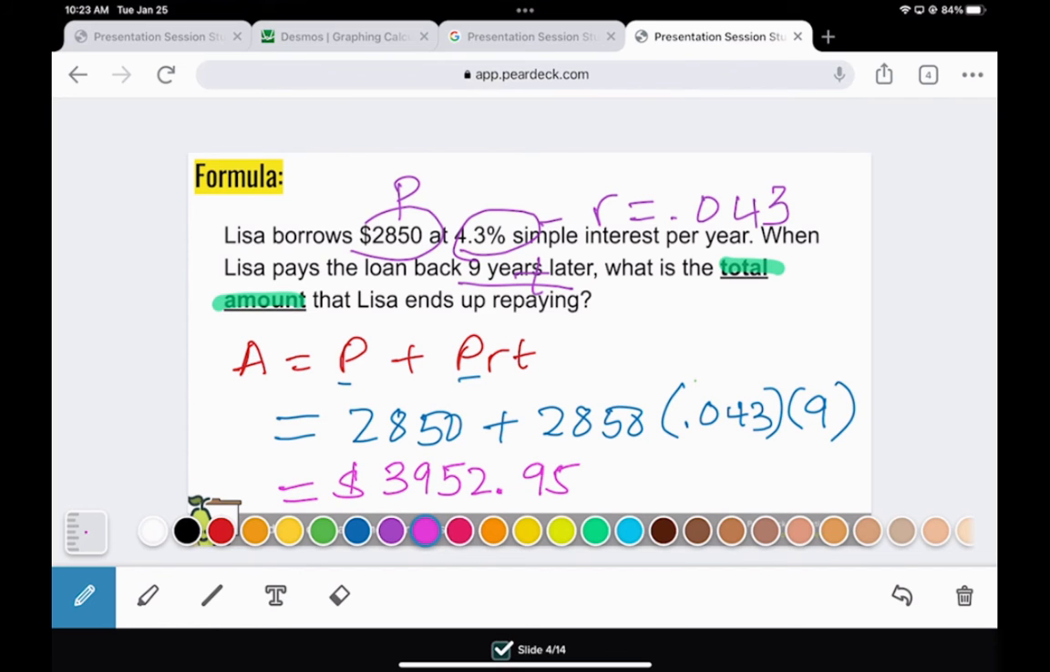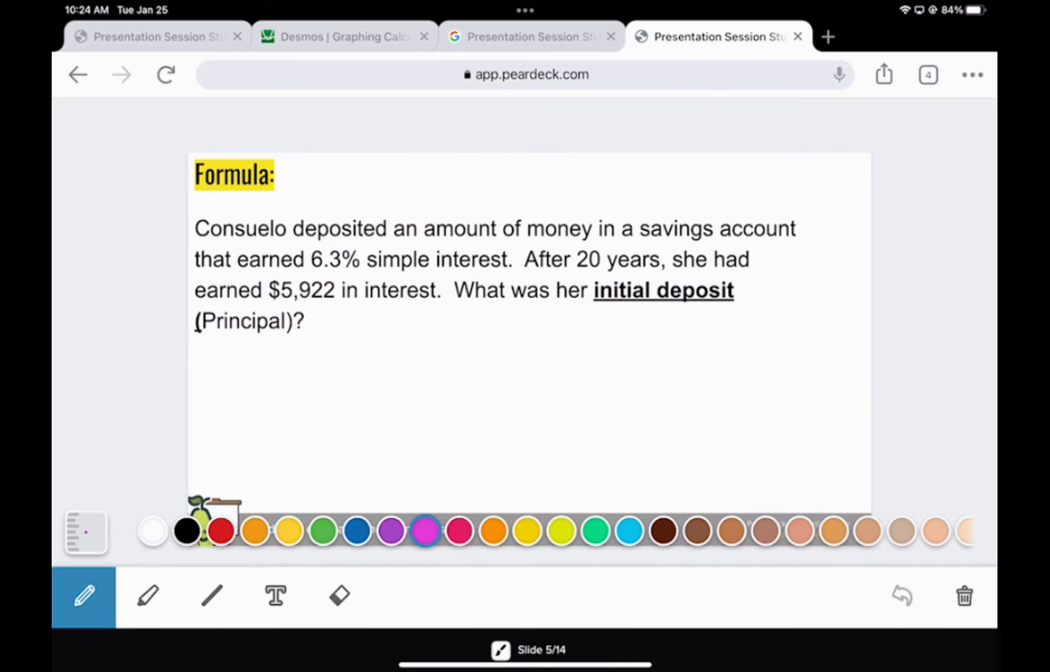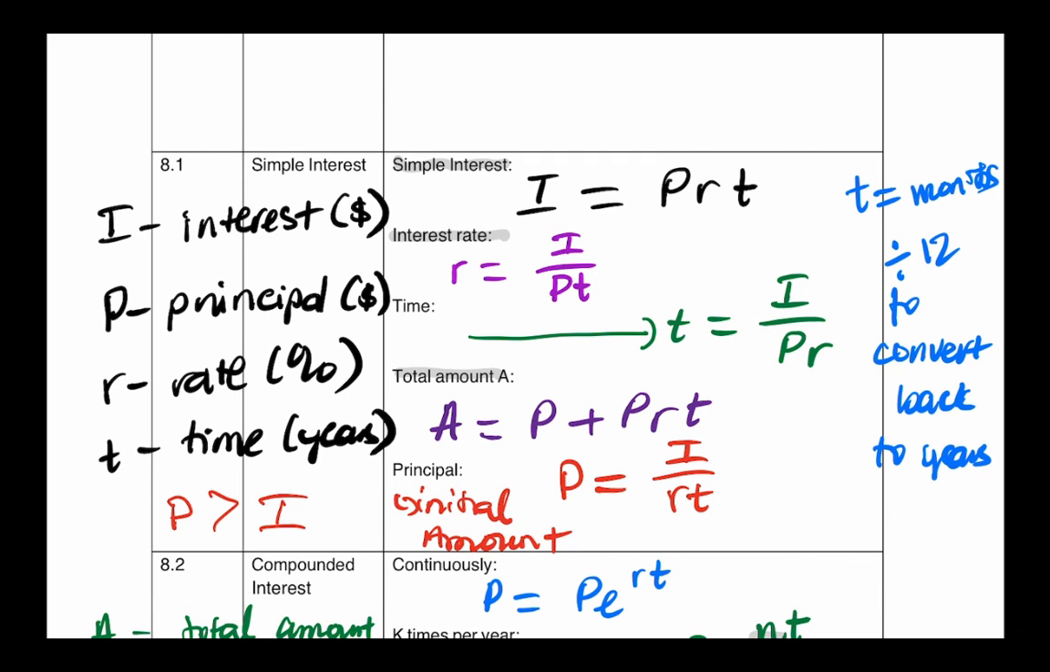So I'll pause. Okay, again, with this problem, you're going to have to read the question. It will say, what was her initial deposit or principal? So initial deposit, or another name would be principal. So we know that we have to solve for P. Okay. So if you go back to your notes, P, the principal, is I over R times T.